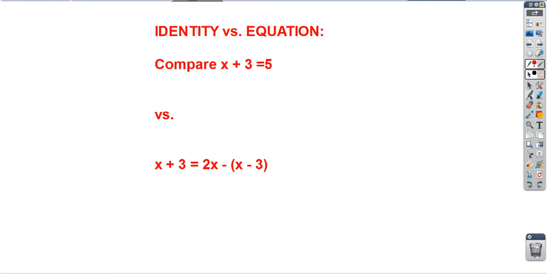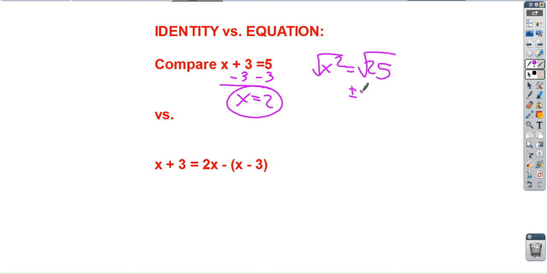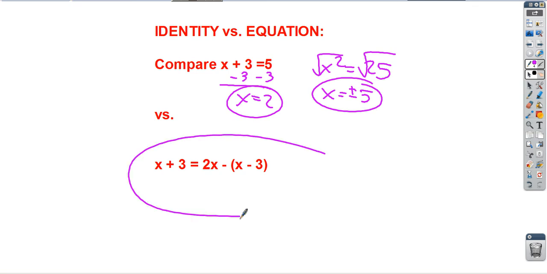Okay, just to recall, what's the difference between an identity and an equation? The top one here is an equation. We can solve that and we get a single solution for x. Okay, you could have more than one solution, like this one. We'll end up having 2 solutions. But the point is, equations are only true for some x values. Identities are true for all x values.